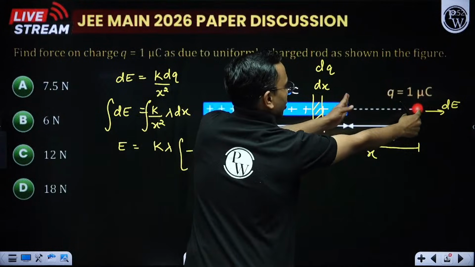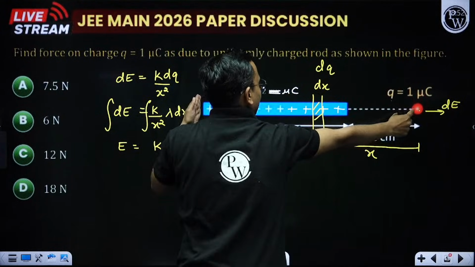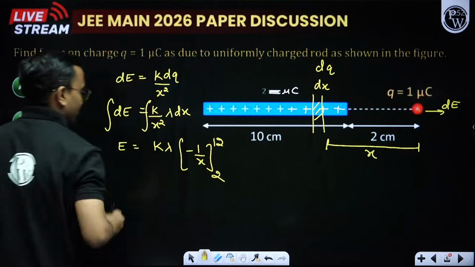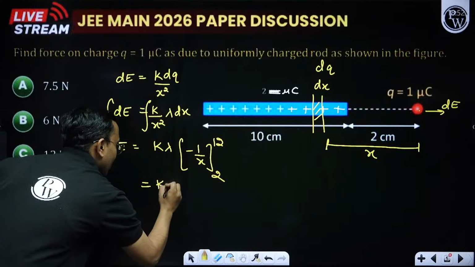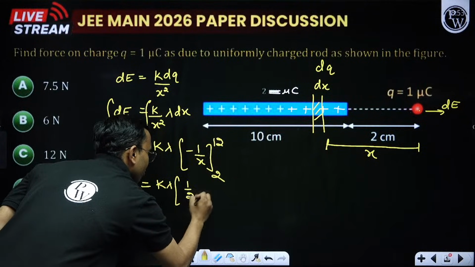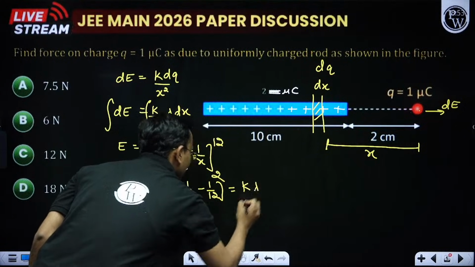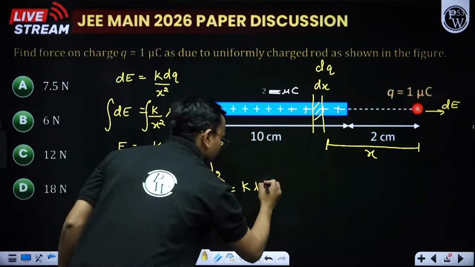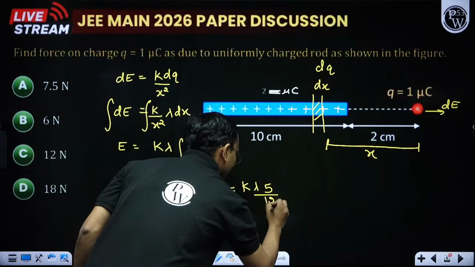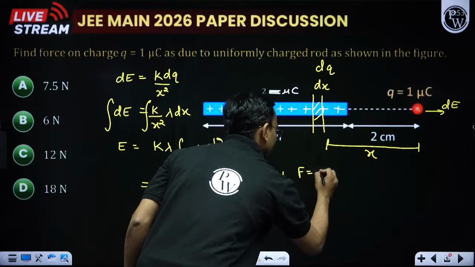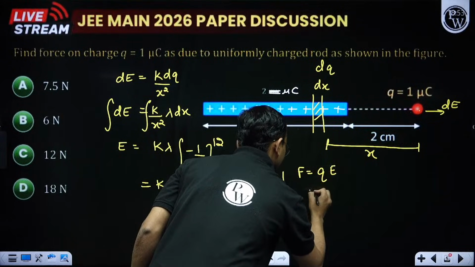From here I am considering, so the rod is from 2 centimeter till 12 centimeter. So this will become k lambda into 1 by 2 minus 1 by 12. So this will become k lambda into 5 divided by 12. So my force is Q into the electric field there.